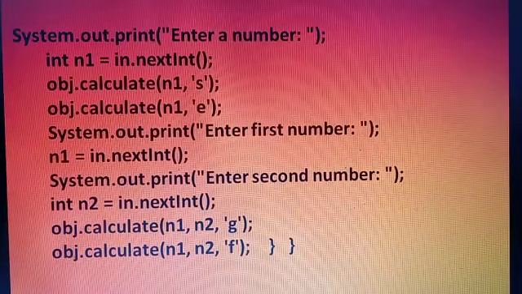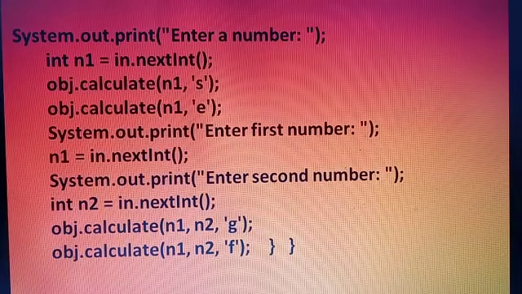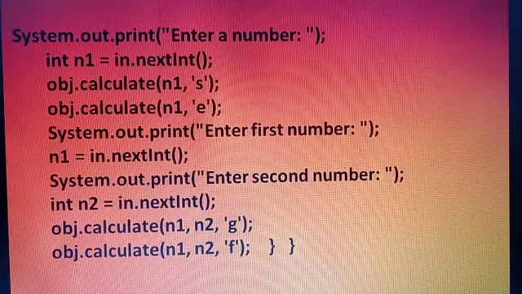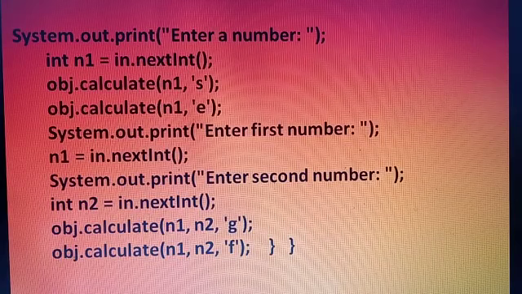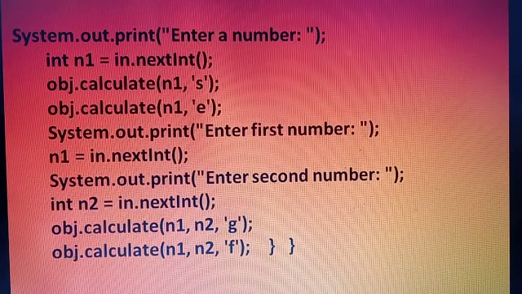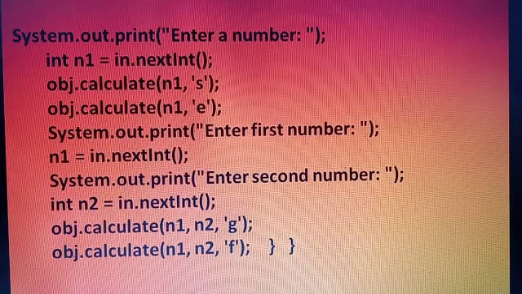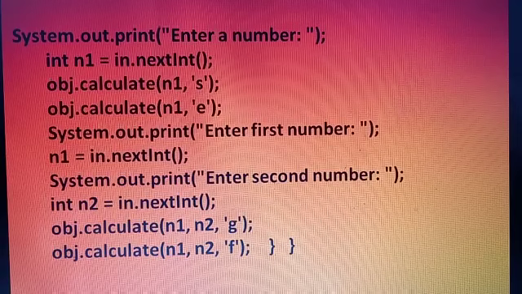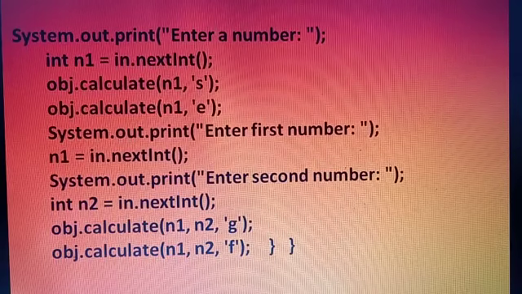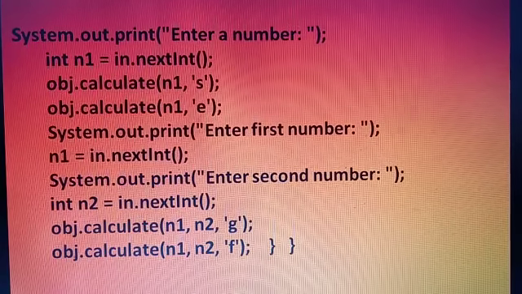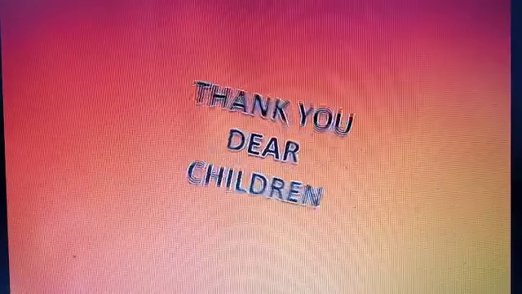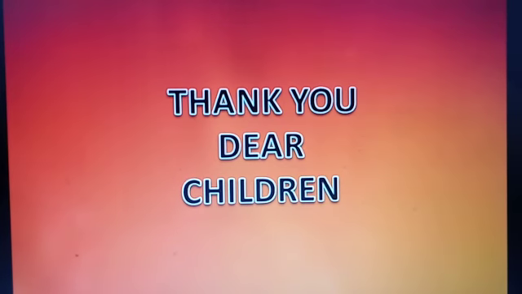Then System.out.print enter the first number n1, System.out.print enter the second number int n2, then obj.calculate n1 comma n2 comma g, then in the same way obj.calculate n1 comma n2 comma f, then terminate, then you have to end the main function. So in this way you can do this program. Hope you have understood this program. Thank you, my dear children.